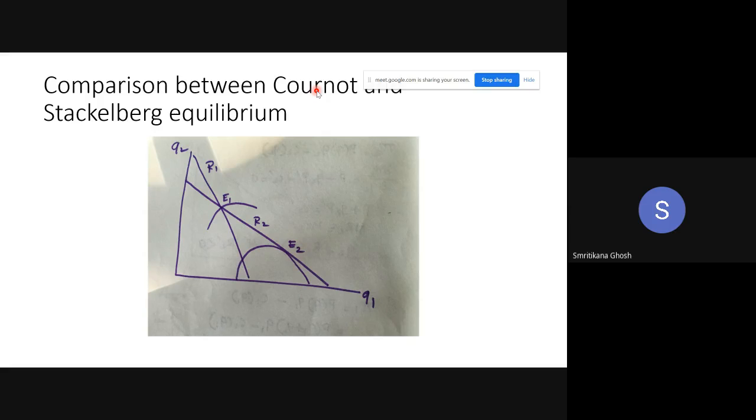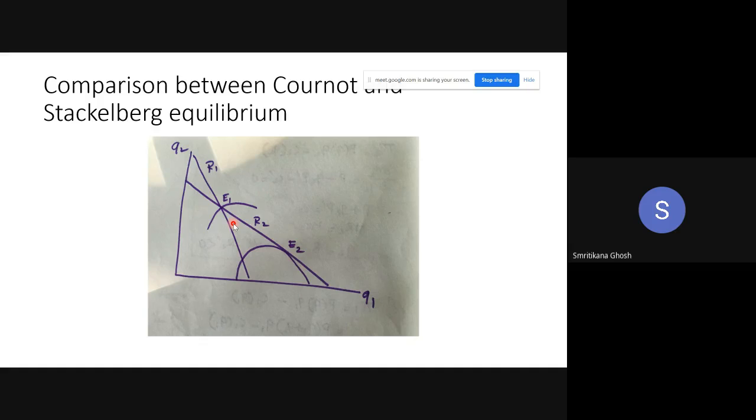What is the difference, or how do you compare Cournot and Stackelberg? The thing is like this. You have to draw R1 and R2 first. Now, all the maximum points of the isoprofit curve should be along R1. And you have R2 like this.